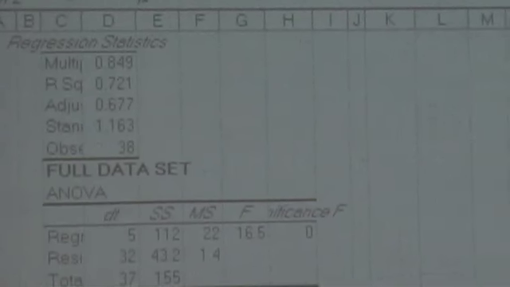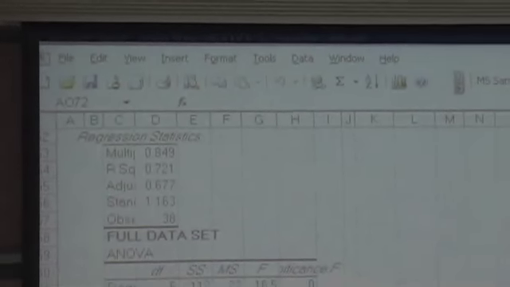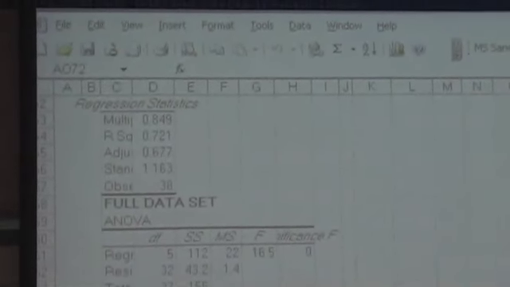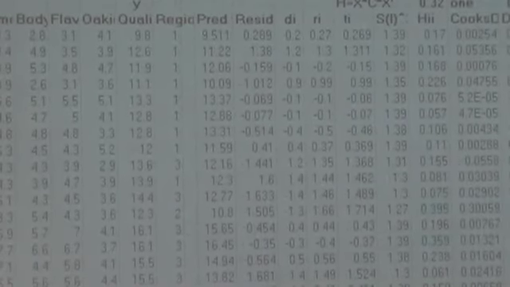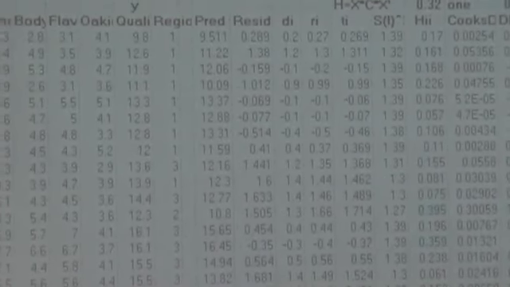As you can see from when I do the multiple regression, there's no region in there. Full data set: intercept, clarity, aroma, body, flavor, and oakiness. And there's the residuals versus the predicted value. So the question is, is there any leverage or whatnot in here?